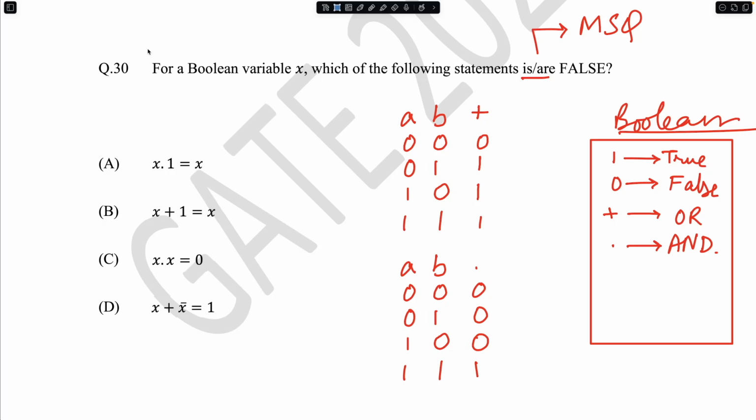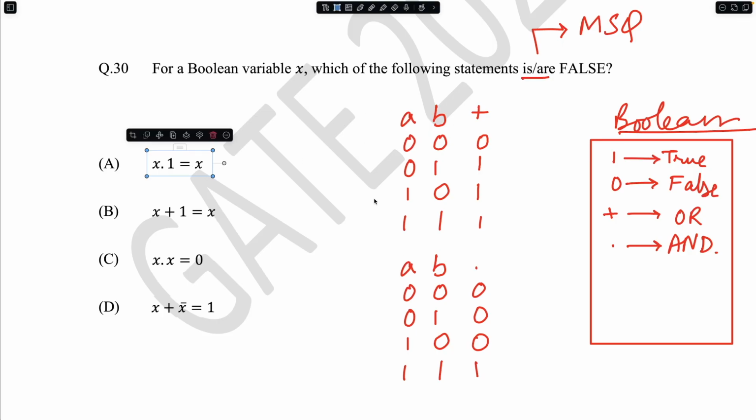Okay, so let's solve this question that states that Boolean variable x is given to us. Which one of the following statements is false, right? "Is false" is mentioned, so this is an MSQ type question. We have to consider every single option and select the correct answer from that. Now the first option is given to us as x dot 1 is equal to x, right?